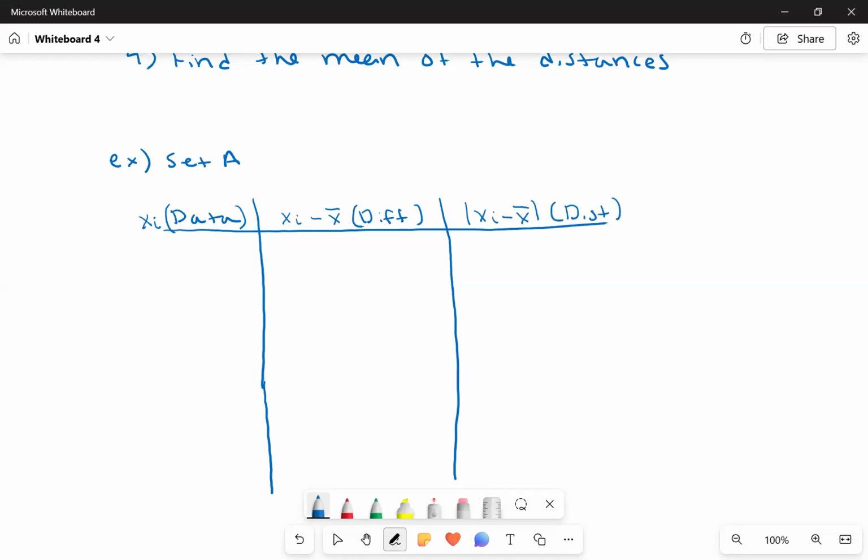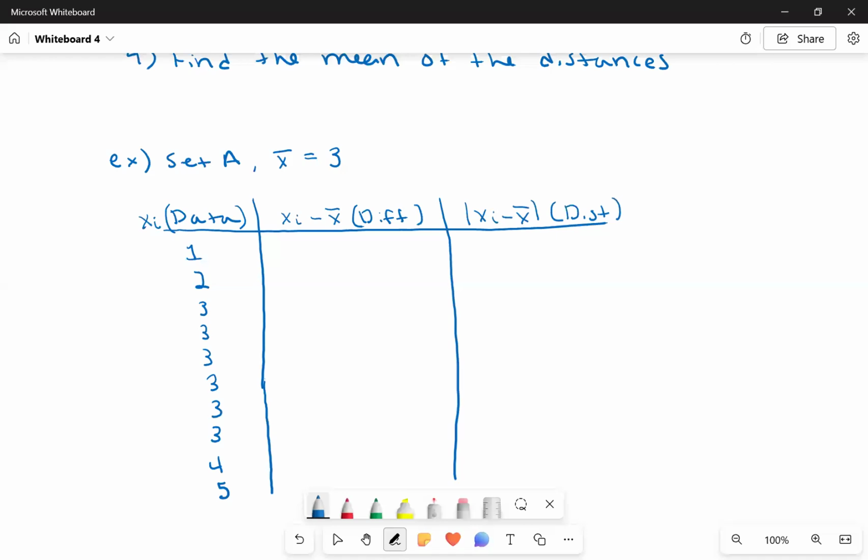Okay, cool. Let me write all the data values down. 1, 2, and then there were six 3s, 1, 2, 3, 4, 5, 6. And then it went 4, 5. Okay, and I already found that the mean is 3.